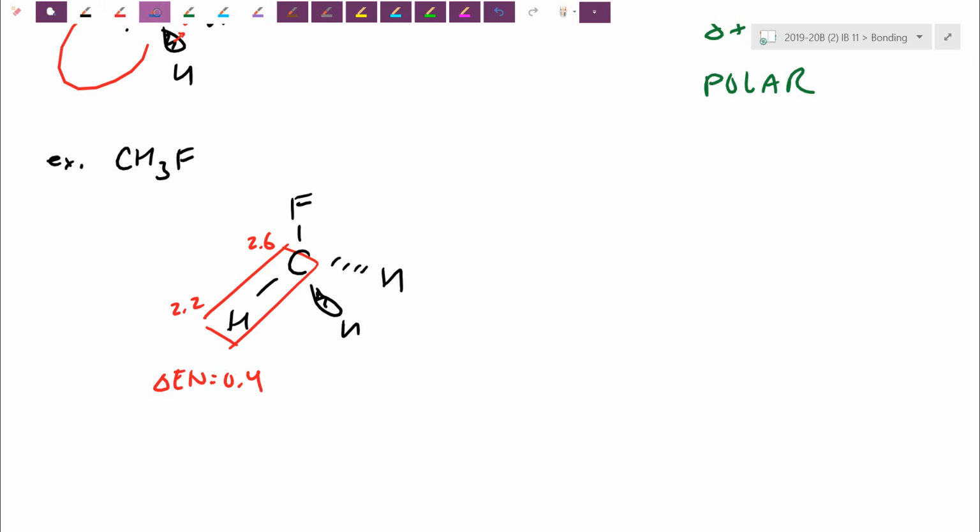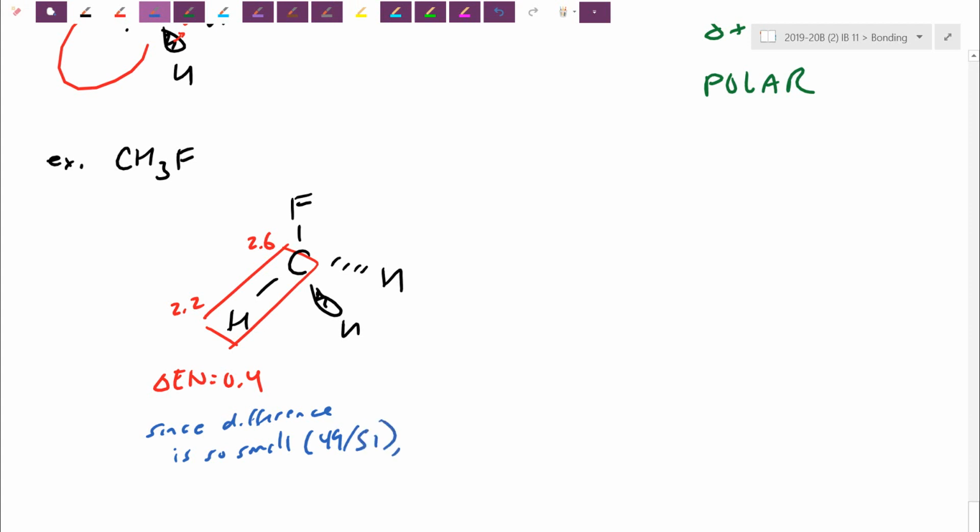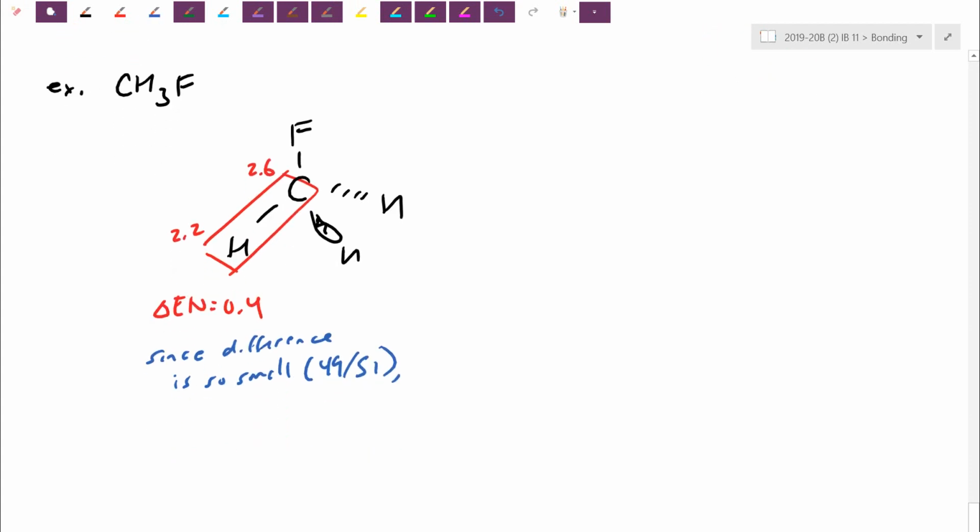But what we're going to say is, since this difference is so small, I'm thinking here, not 50-50, but maybe like 49-51. Yeah, we have a slight leaning towards the carbon side. But really, when I actually look at molecules, this behaves like other nonpolar molecules. I'm going to just ignore it. So this bond is nonpolar.